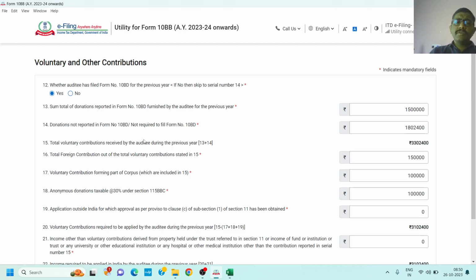What do we normally disclose in Form 10BD? We disclose the corpus donations, non-corpus donations, any other donations including donations in kind. The sum total of all the donations reported in Form 10BD has to be furnished here.